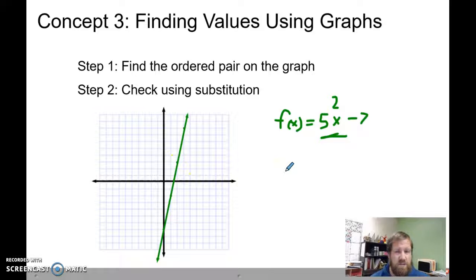And in some cases that might be useful, but often it will be faster just to go straight to your equation and plug in your values.